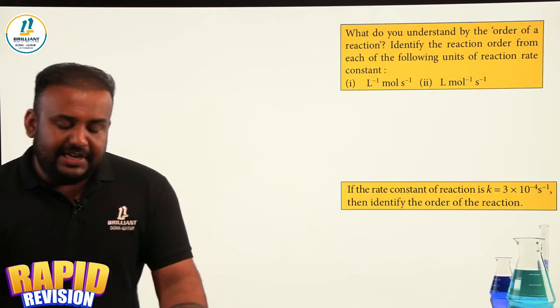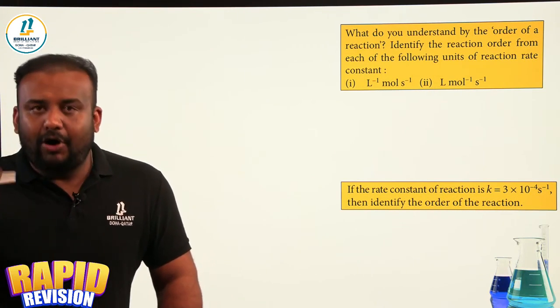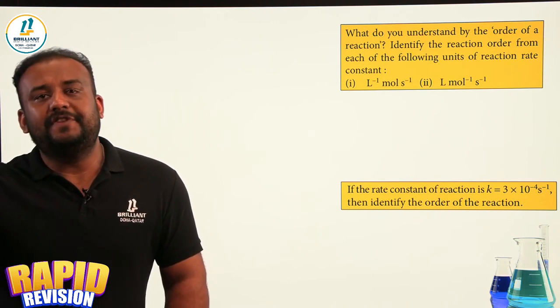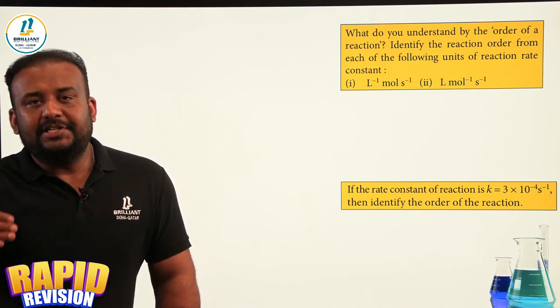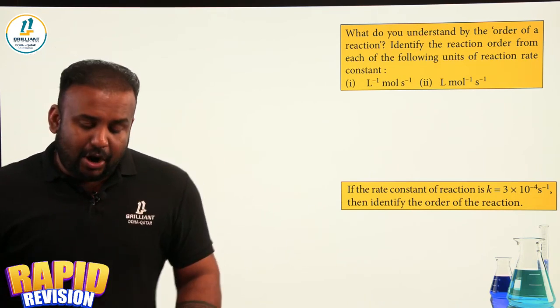What do you understand by the order of the reaction? See, one of the definitions that you can expect is order. What is order? Order of a reaction is the sum of the powers of the concentration of the reactants in the rate equation or the rate law. That is called order.